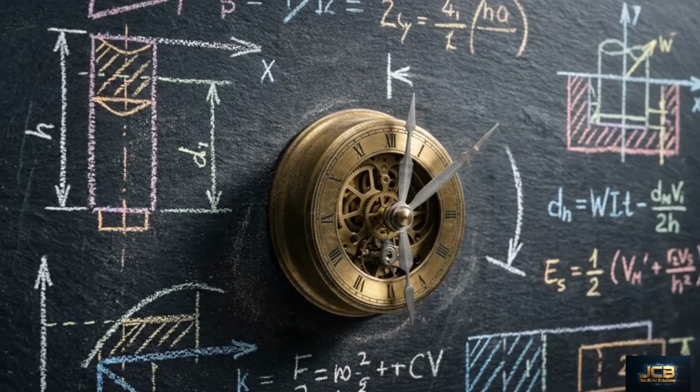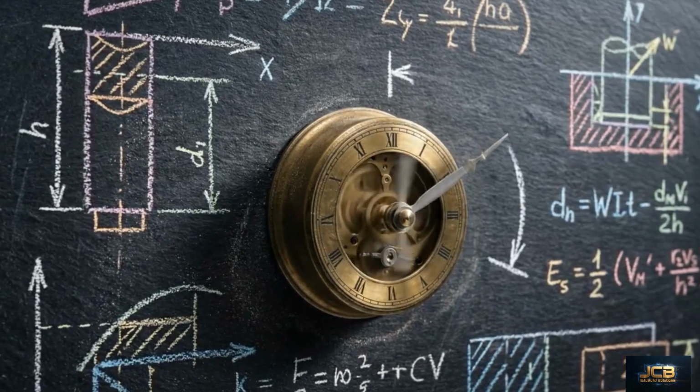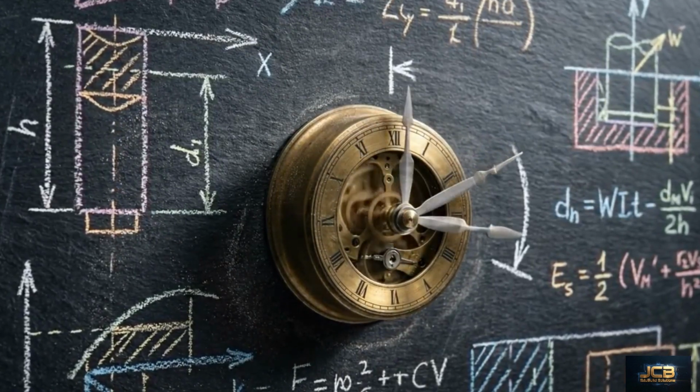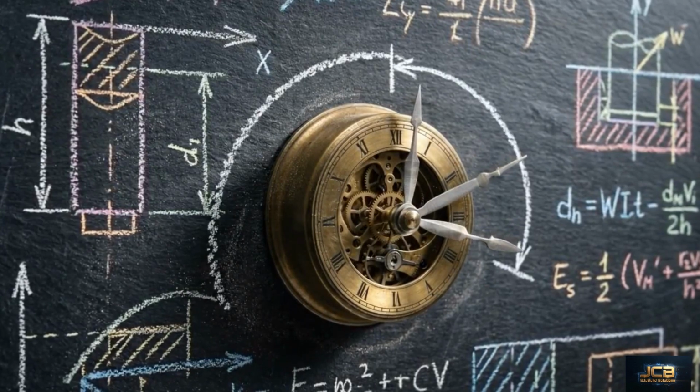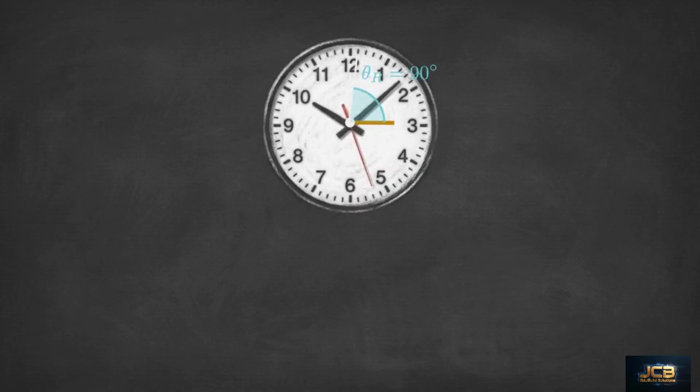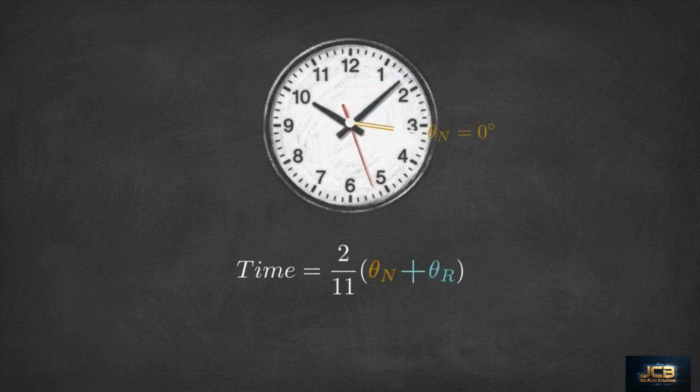Clock problems are intentional time wasters. They rely on the test taker attempting to visualize moving hands and calculate overlapping angles mentally. You can bypass that visualization with this single formula. Time in minutes equals 2 over 11 multiplied by the new angle plus or minus the reference angle. The reference angle is the initial position, and the new angle is the target. Use the plus sign when the minute hand has crossed the hour hand. In this example, 0 plus 90 degrees yields 16.36 minutes.